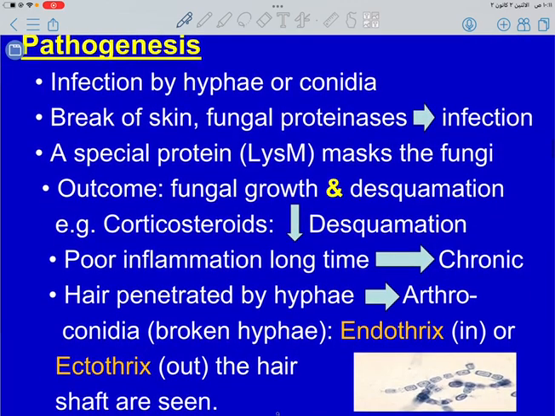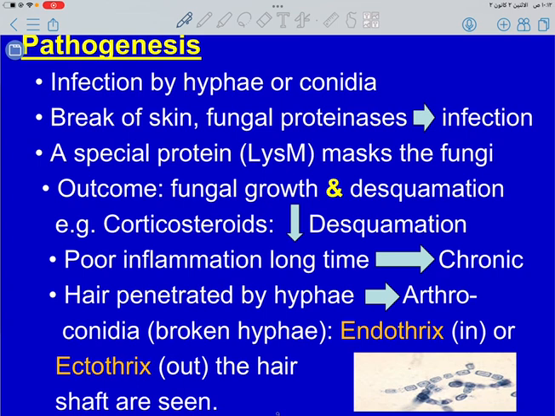Pathogenesis, infection by what? By hyphae, الخيوط, and by conidia. Conidia هي السبورات تبع الفنجا, called conidia. بلغة الميكولوجي تسمى conidia. Okay? Can cause a break in the skin. And then the fungus produces proteinases to digest tissues and then cause infection. There is a special protein called lyse M that can mask the fungi from immunological response.